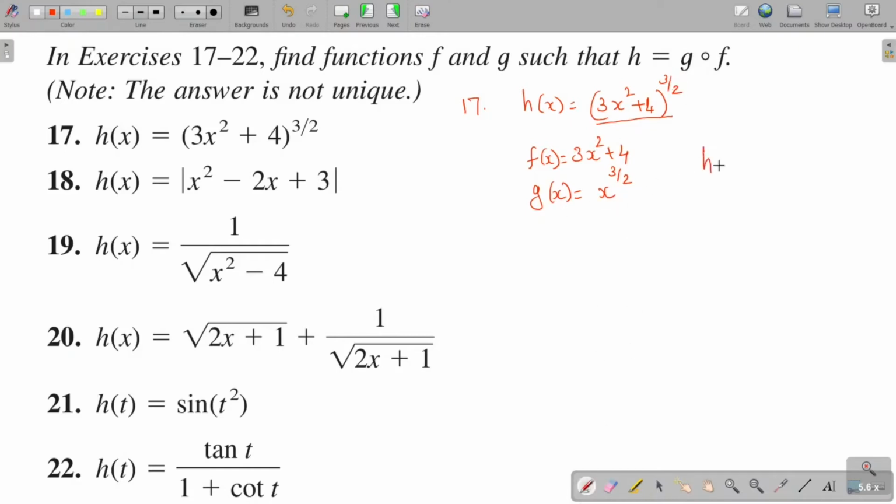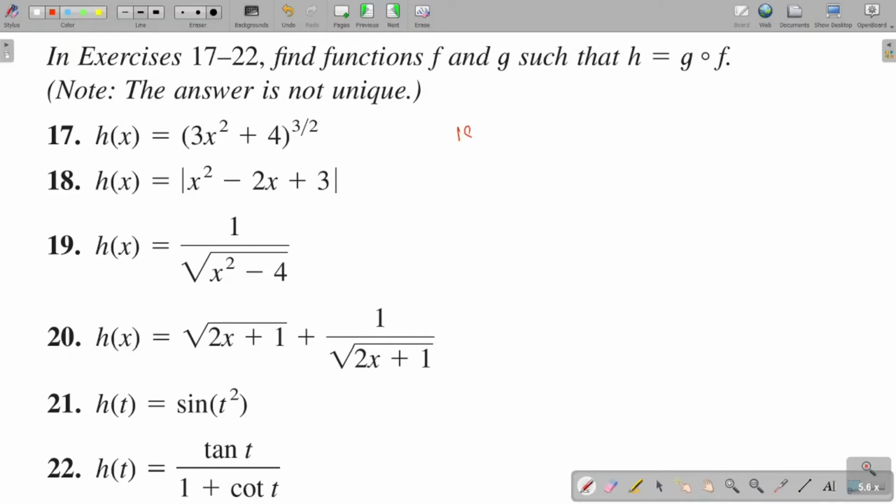Then clearly h is equal to g composite f. Let us verify: g composite f of x is g of f of x. f of x is 3x square plus 4, and g of 3x square plus 4 is (3x square plus 4) raised to 3 by 2. So the functions f and g are defined in this way. Then h is equal to g composite f.